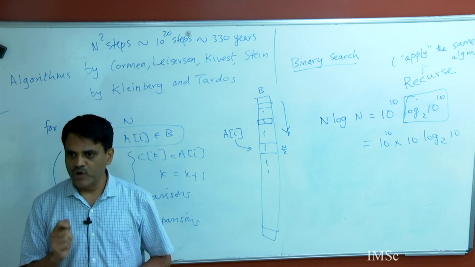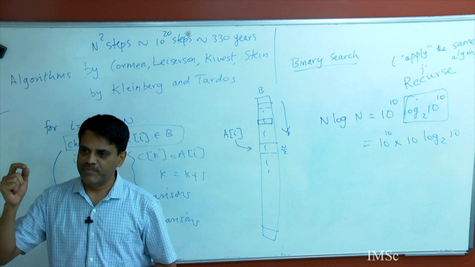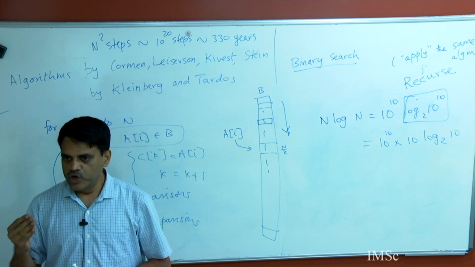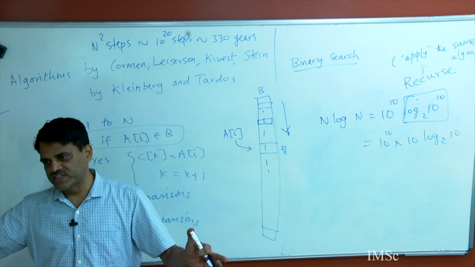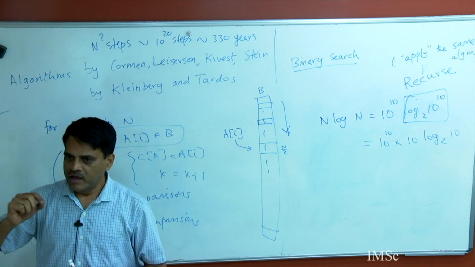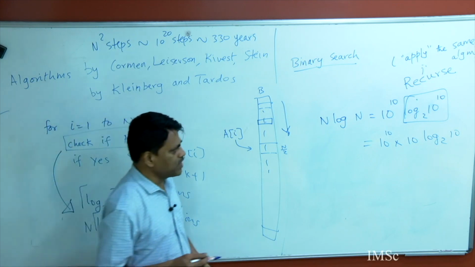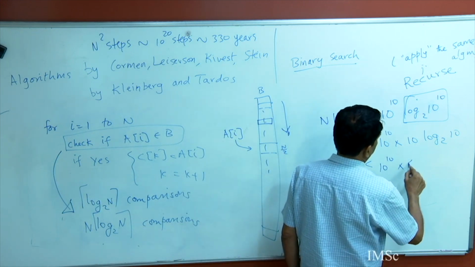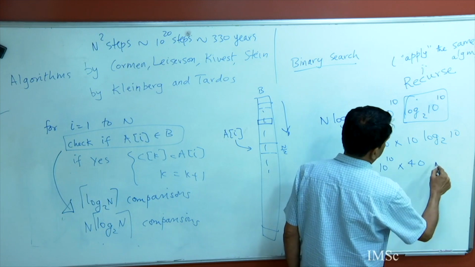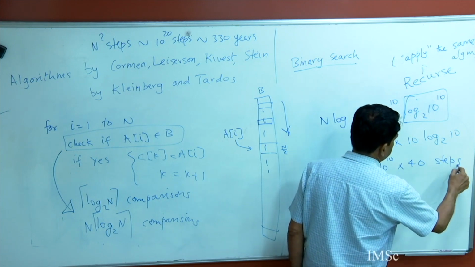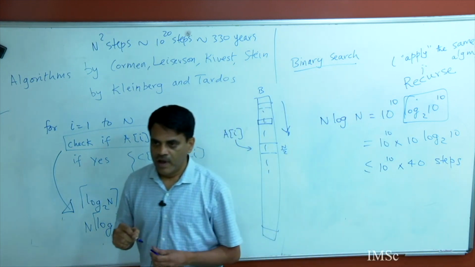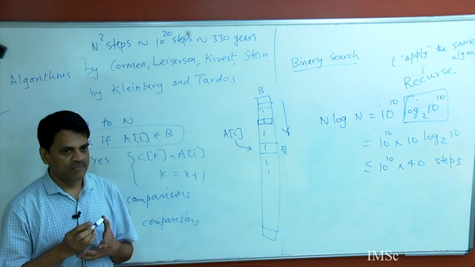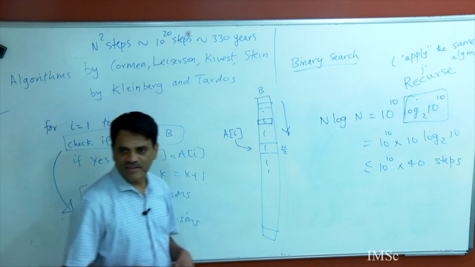Because as I told you, what is log of a number? It is how many powers of 2 there are in that number, right? 2 cubed is 8, 2 power 4 is 16. So in 10, the power of 2 is like 3 point something. So I will even make it 10 power 10 into 4 into 10. Remember, this is the number of steps. But how many seconds? 40 seconds.